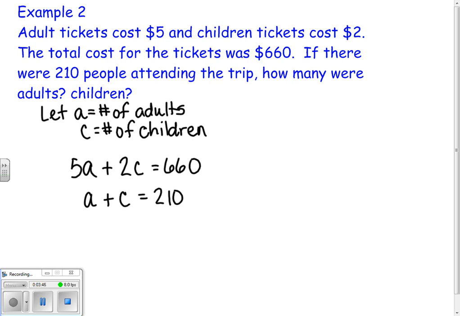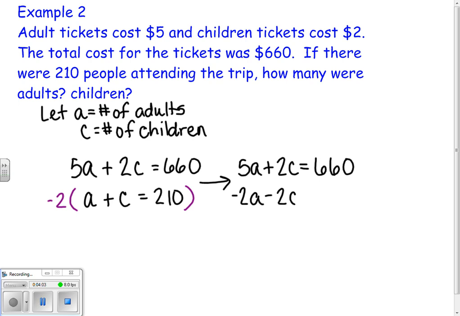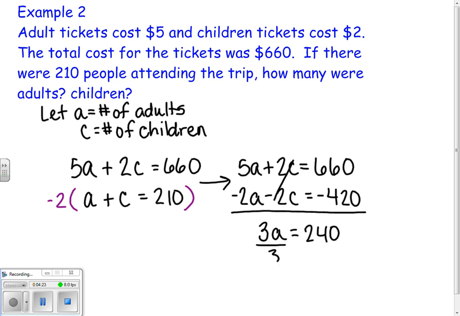Now, this one's set up for elimination or substitution. I'm going to actually choose to eliminate on this one and multiply this bottom equation by -2 so that the C's cancel. And rewrite it. The top equation will say 5A plus 2C equals 660. The bottom equation becomes -2A minus 2C equals -420. Double check to make sure that the variable you intended to cancel actually does, and this one does. The C's cancel. 5A minus 2A is 3A, and 660 minus 420 is 240. If I divide by 3, I find A equals 80.